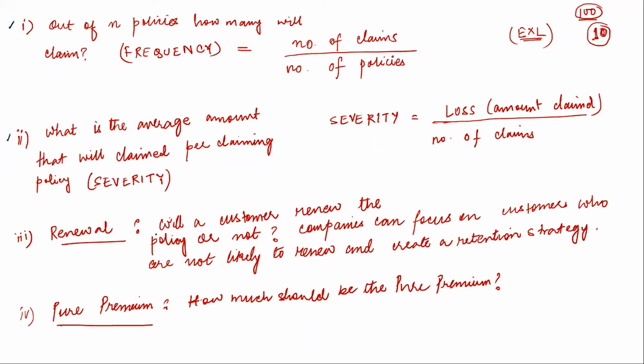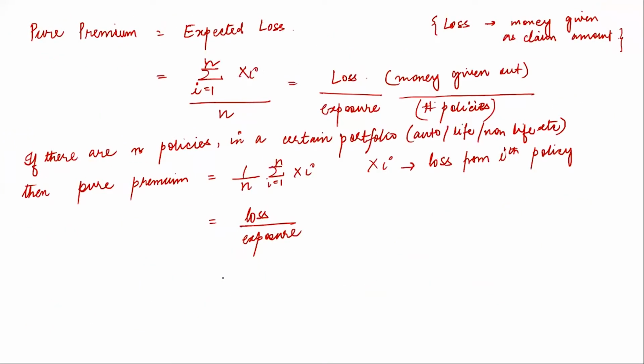Renewal is a dichotomous situation where a customer is going to renew or not. That is basically the classification problem statement. Now comes pure premium. How much should be the pure premium? That's a question that insurance companies have.